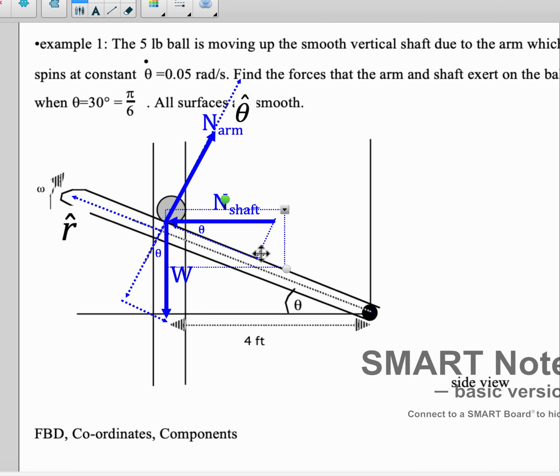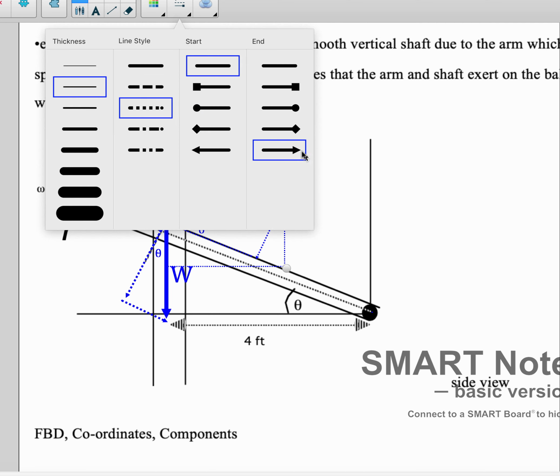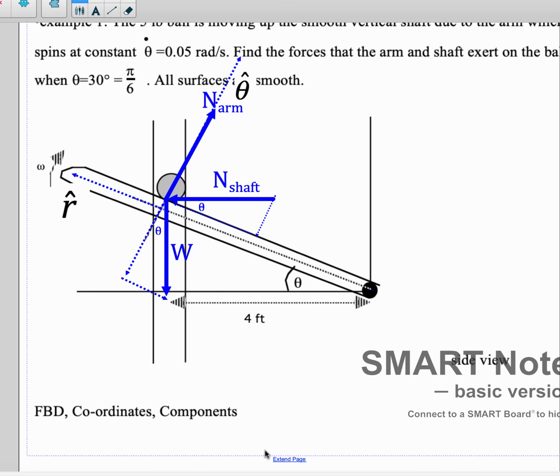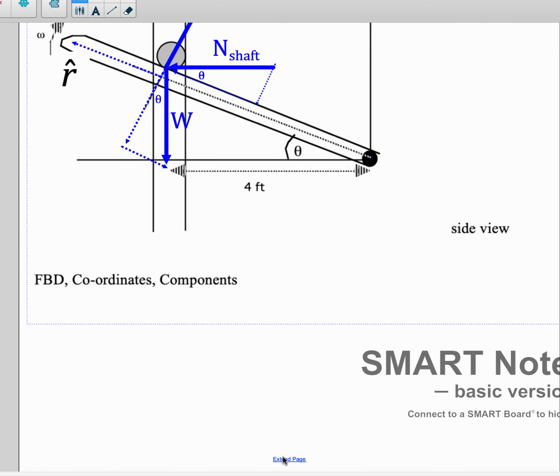All right, so now we're in a position to write out the force equations. Let me see if I can make that arrow a little bigger. I guess I can't. Okay, fair enough. So let's write out those equations then. We'll start with the radial direction. Sum of the forces radial. R means radial, and radial means outwards, directly away from the origin.